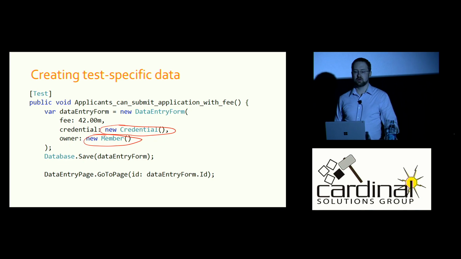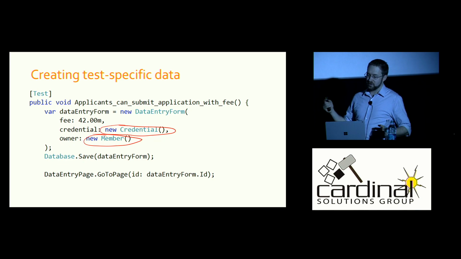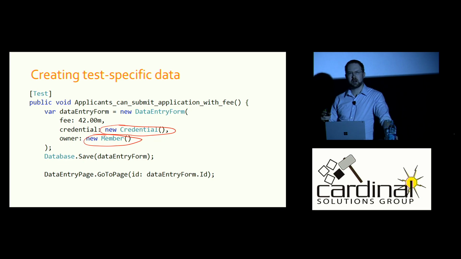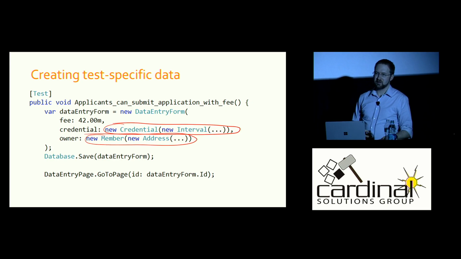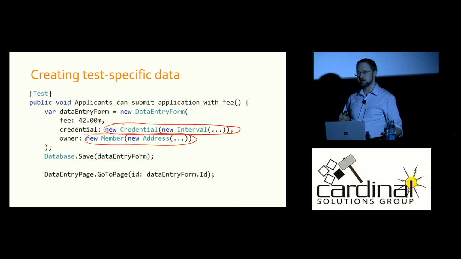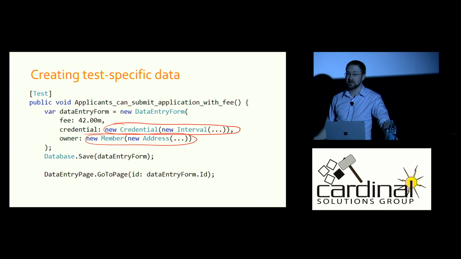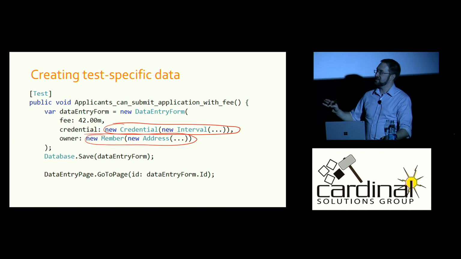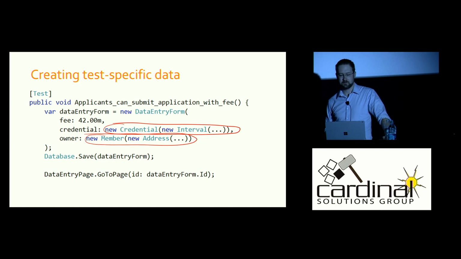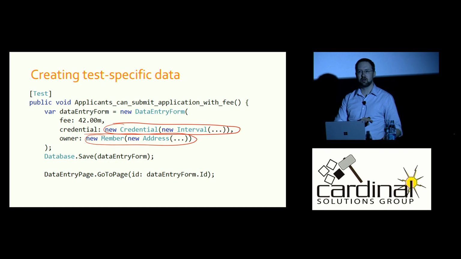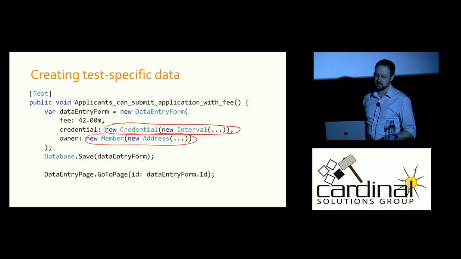If I were to make this code more realistic, then creating a data entry form will require a thing called a credential and the member that owns it. But it turns out that a credential has this thing called an interval that it needs, and a member needs some address data, and each of those things may have their own dependencies. And by the time that we've satisfied all the constructors, we've had to specify a whole bunch of data that has no bearing. It's totally irrelevant to the test that we want to write.